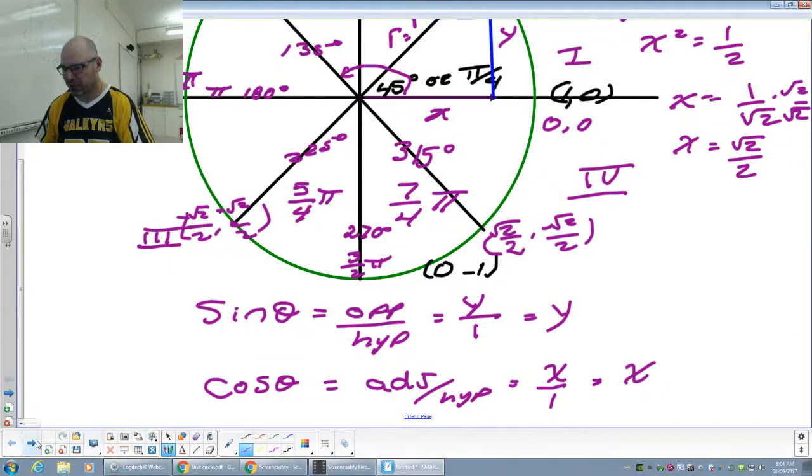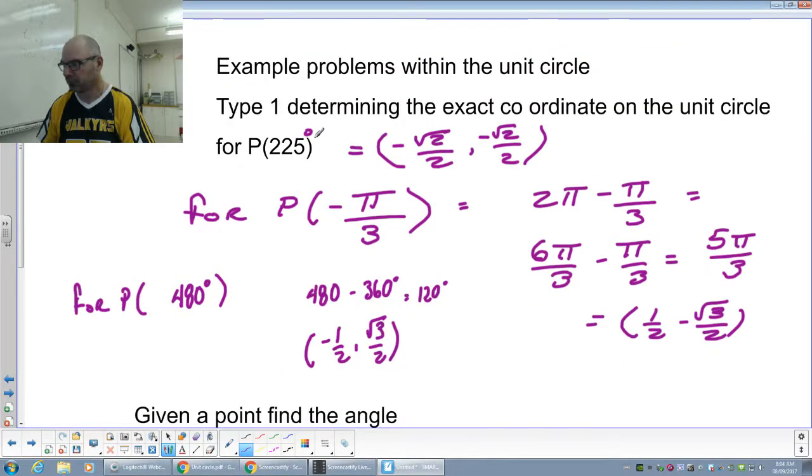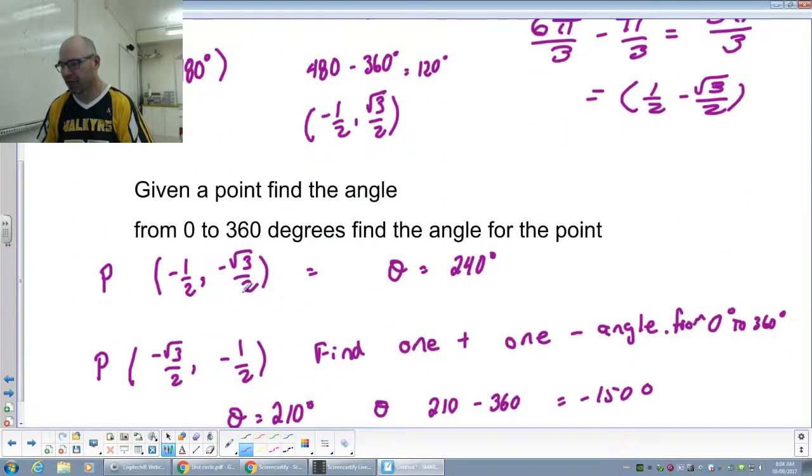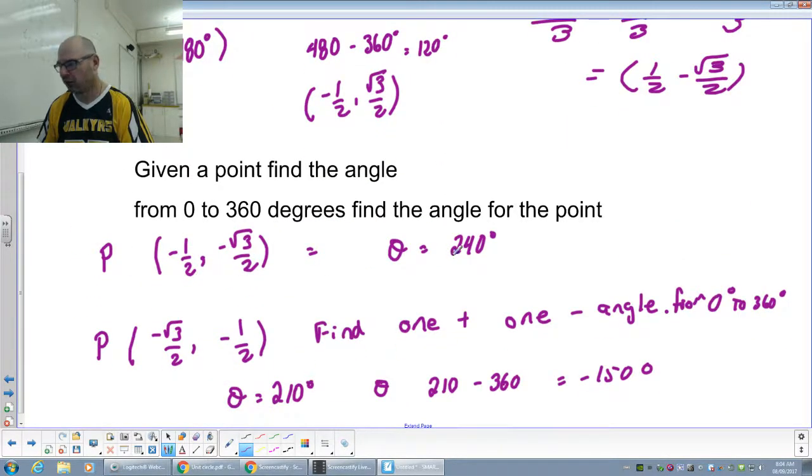Okay, and then we just looked at the two types of questions. Determining a coordinate, okay, given the angle. So that could be in degrees, or it could be in radians, or it could be negative or positive. It might even be wrapped around more than once, and then you just use the unit circle. Given a point, finding the angle, okay, you get the point, find the angle between 0 and 360.